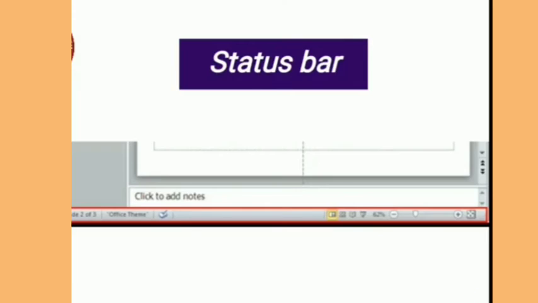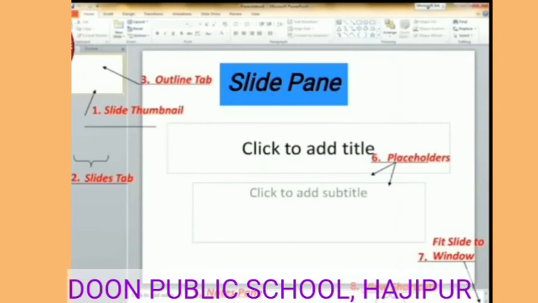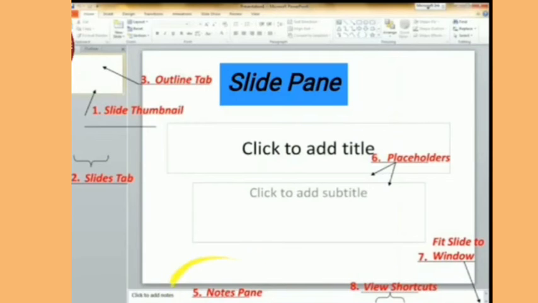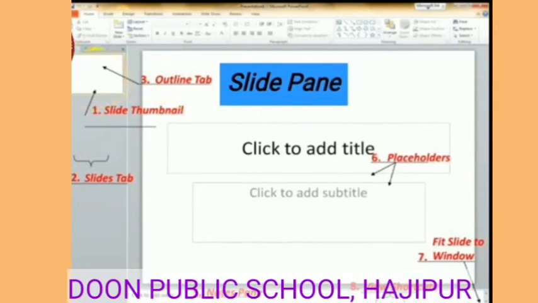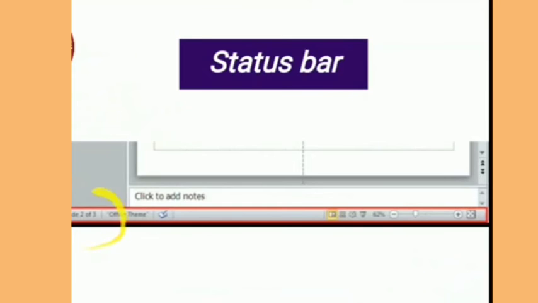So students, hope you have understood about this File tab. Yes, there are various options for saving, creating, opening, and then our slide pane with the various parts in it. You can see the notes pane is also given. These are the placeholders, our outline tab, our slides tab and slide thumbnail. A slide thumbnail is the small picture of the slide that is displayed in the slides tab. And then we have learned about the status bar, where we can see the slide on which we are working and the total number of slides in a presentation.